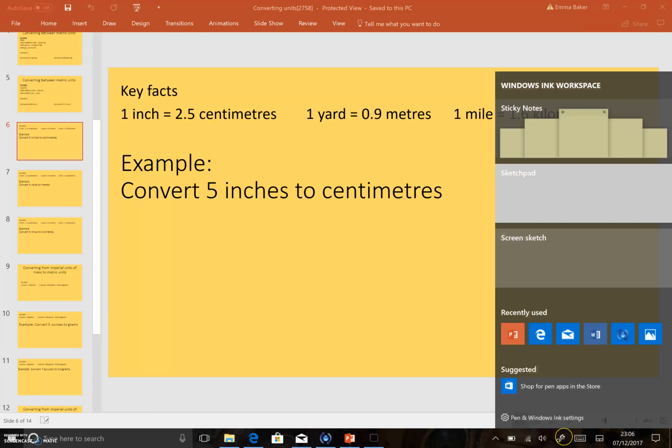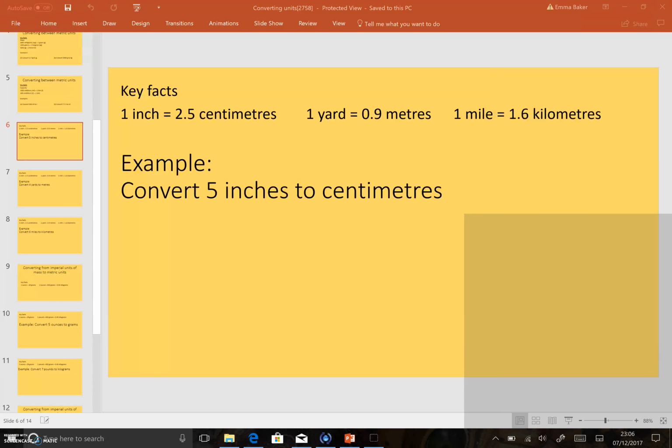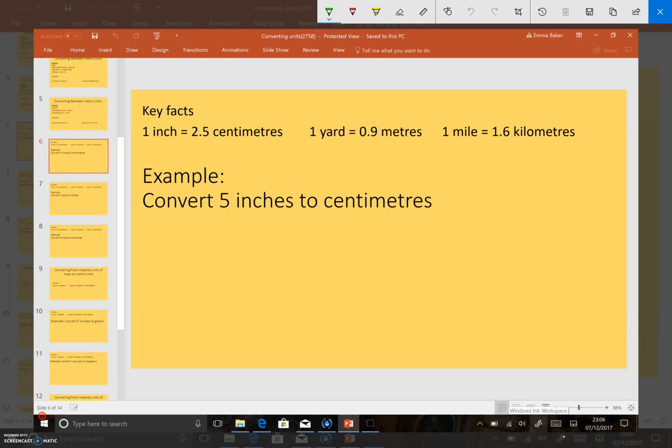Now on this slide here, we've got a few key facts that we need to remember. So 1 inch is 2.5 centimetres, 1 yard is 0.9 metres, and 1 mile is 1.6 kilometres. So we'll look at converting some measurements together. Now the first example I've got here is convert 5 inches to centimetres.